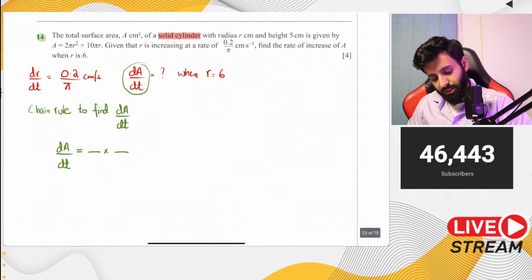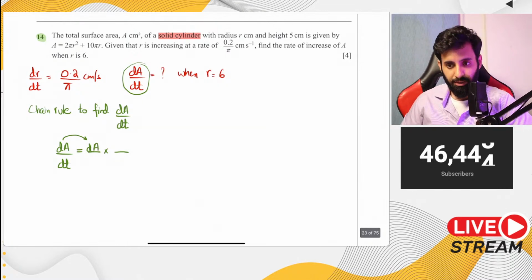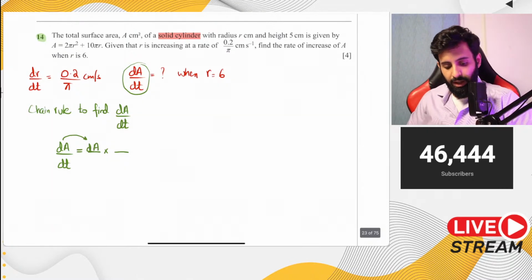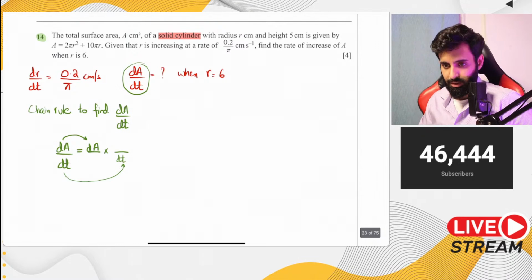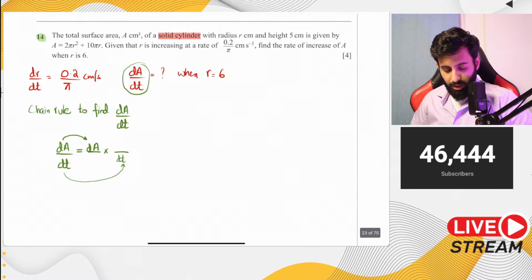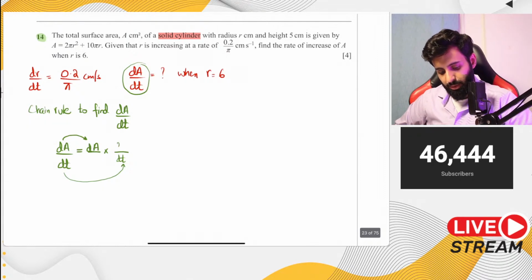Okay, so that means the numerator of the first fraction is going to be the same as the numerator of what you're trying to find. And then the denominator of the second fraction will also be the same as the denominator of what you're trying to find, which is dt in this case. Then we need to decide what goes over here.